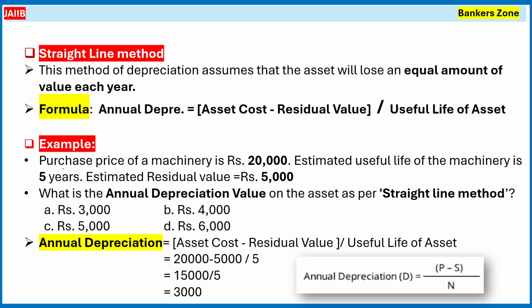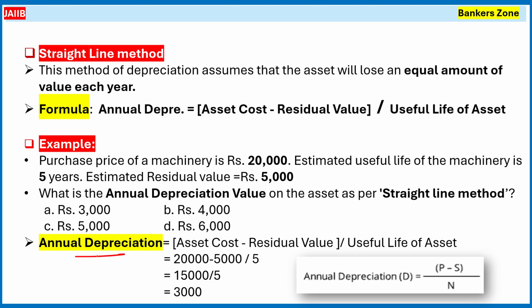See, the purchase price of a machinery is 20,000, the estimated useful life of the machinery is 5 years, and the estimated residual value is 5,000. So what is given? Very simple. They have given that 20,000 is the price at which the machinery is purchased. It will be used for 5 years, and after scrapping you will get 5,000. This is the meaning of that. Okay. What is the annual depreciation value on the asset as per the straight line method? So we have to find what will be the depreciation per year. Okay, they have given options 3,000, 4,000, 6,000, 5,000.